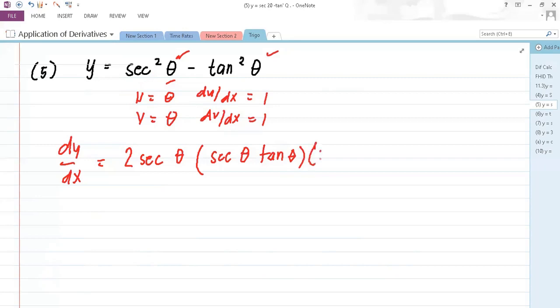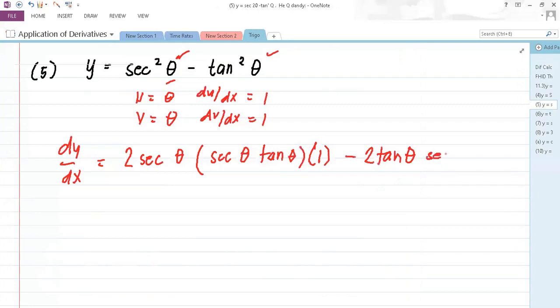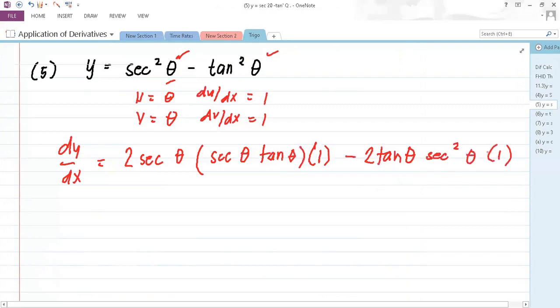Okay, multiplied by 1. Okay, so minus derivative ng 2 tangent. Okay, so 2 tangent of theta. Okay, so ano yung derivative ng tangent? So derivative ng tangent is secant squared theta. Okay, so we multiply this by secant squared theta multiplied by 1.